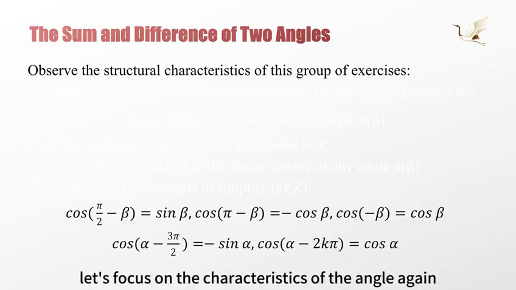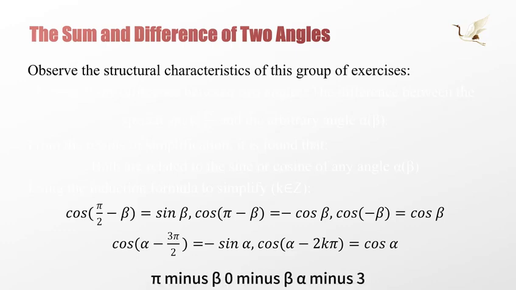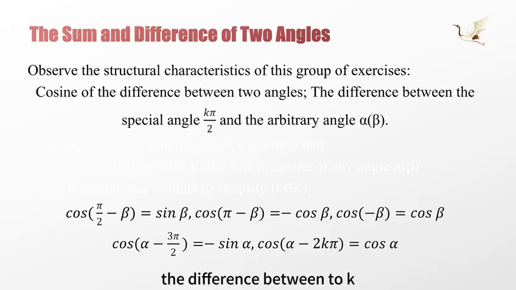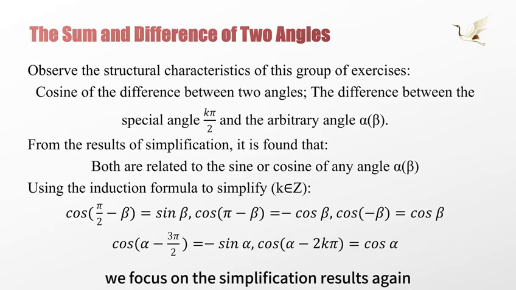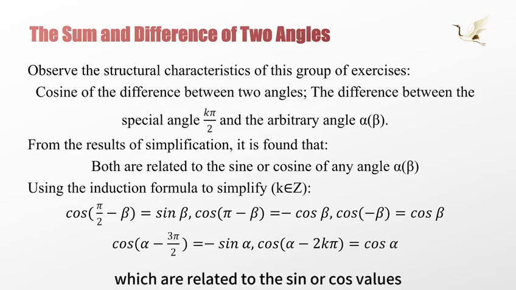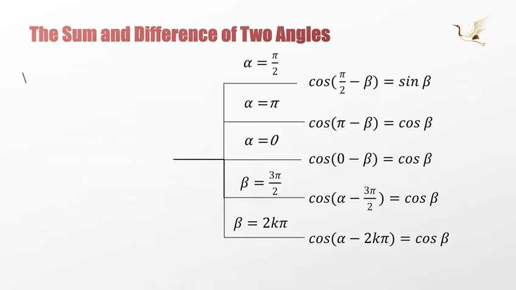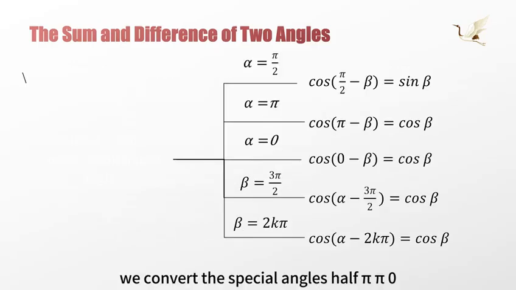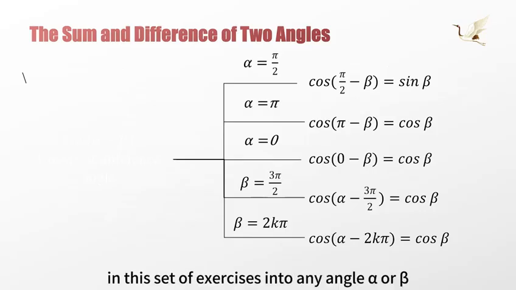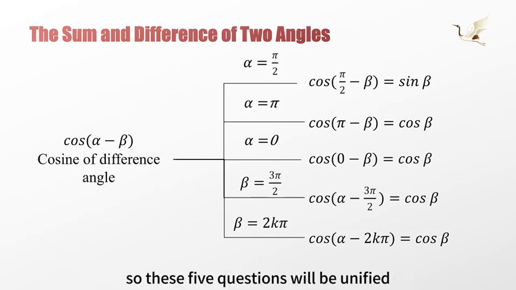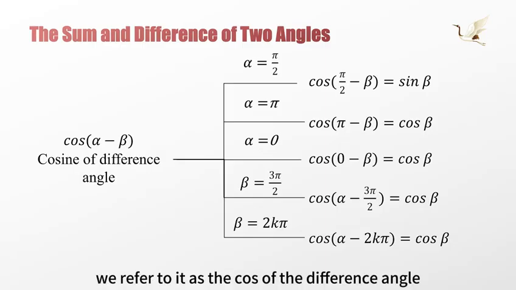Let's focus on the characteristics of the angles again. Half pi minus beta, 0 minus beta, alpha minus 3 halves pi, alpha minus 2k pi. In fact, each is the difference between a special angle, or 2k pi, and an arbitrary angle alpha or beta. We focus on the simplification results again, which are related to the sine or cosine values of the angle alpha or beta. We convert the special angles half pi, 0, 3 halves pi, and 2k pi in this set of exercises into arbitrary angles alpha or beta. So these 5 questions will be unified as the problem of cosine of alpha minus beta. We refer to it as the cosine of the difference angle.